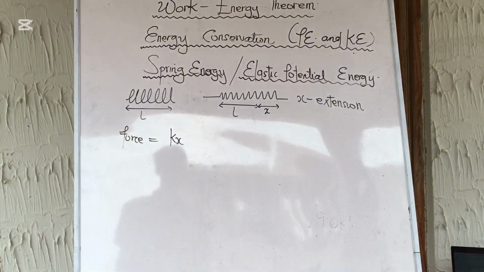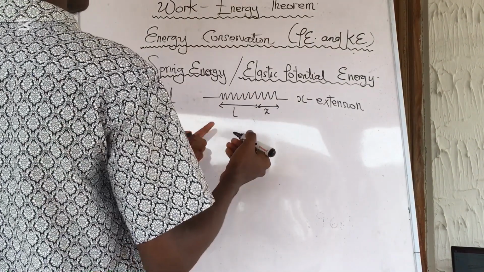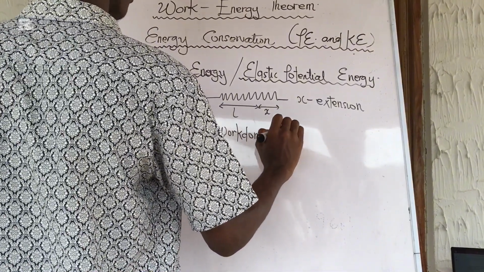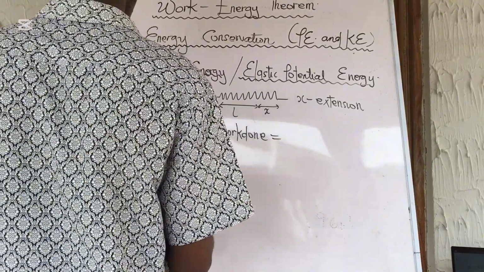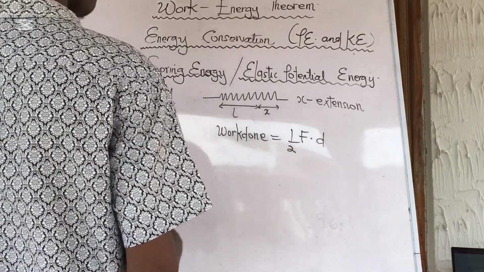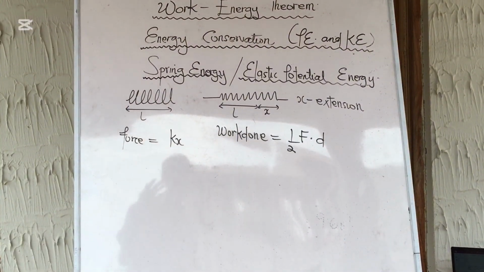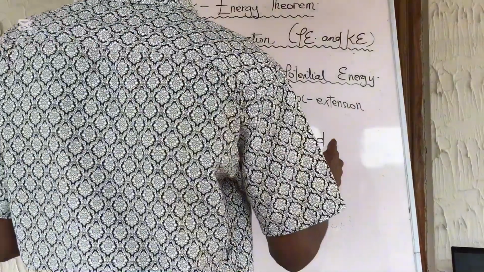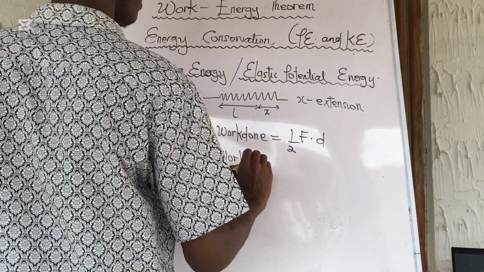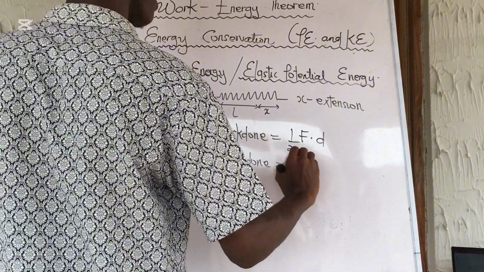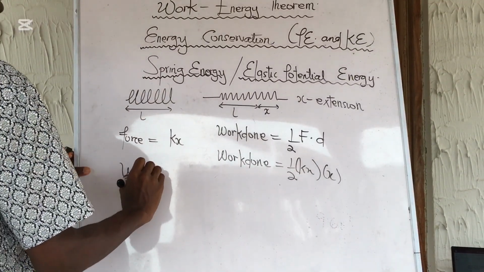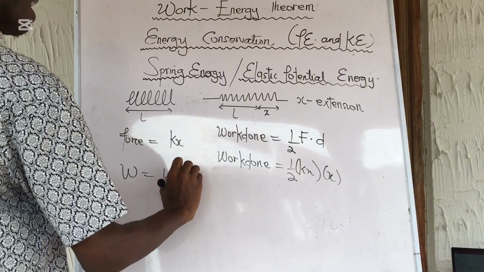And you know that work done is equal to force times distance, right? Here we are not using distance, we are using extension. So our work done will then be equal to half times our force times our distance. And our force here is what we have as kx, and our distance too is what we have as our x. Then our work done is equal to half kx times our x. So now our work done is equal to half kx squared.